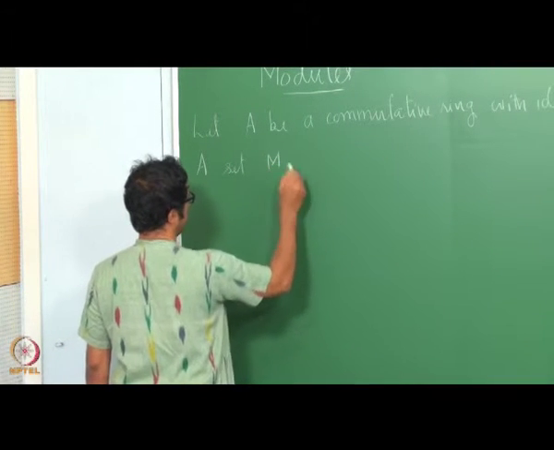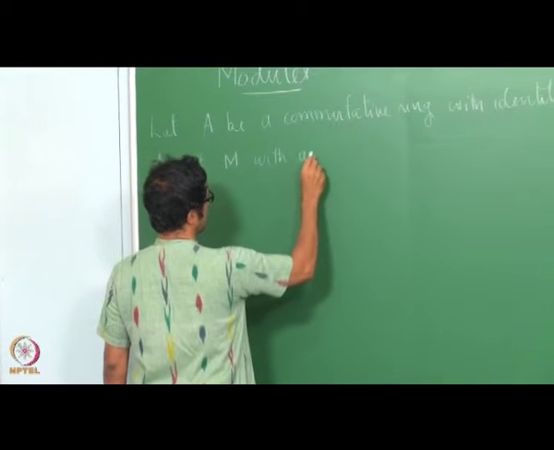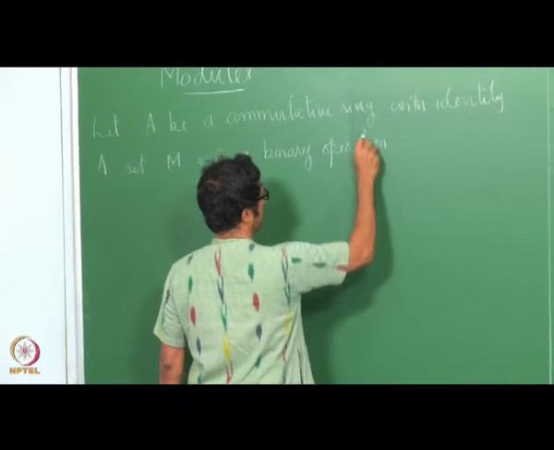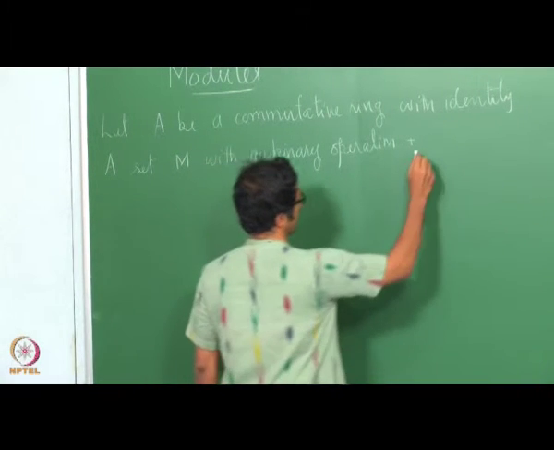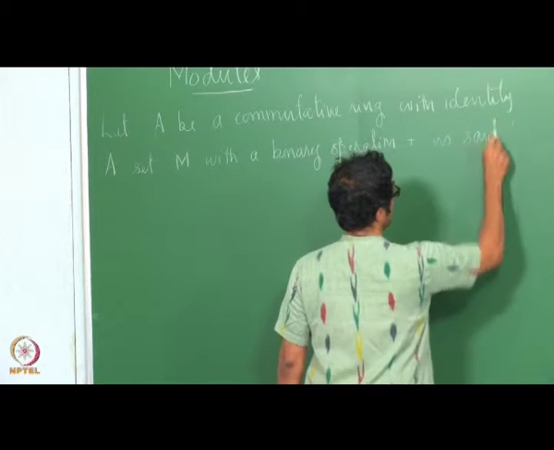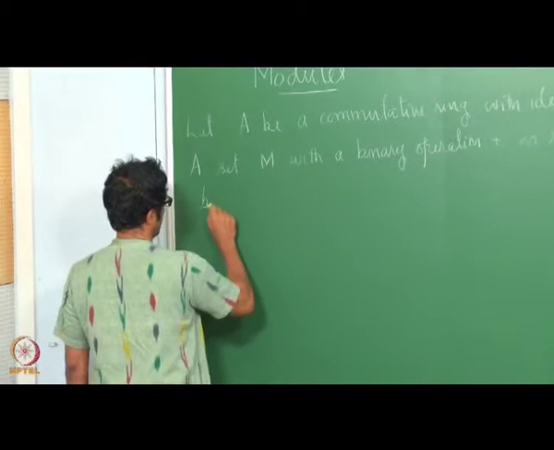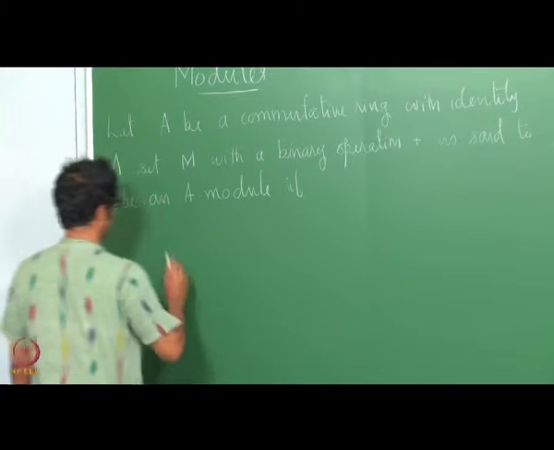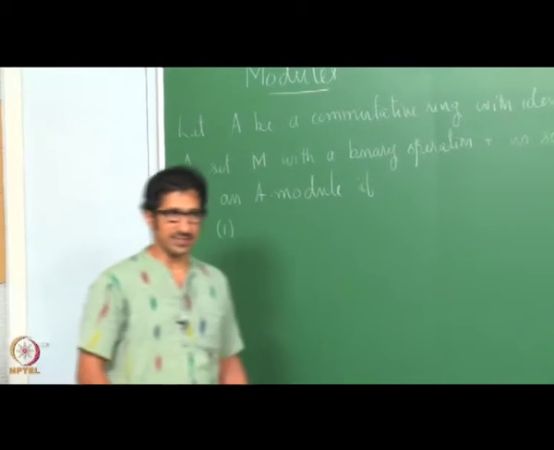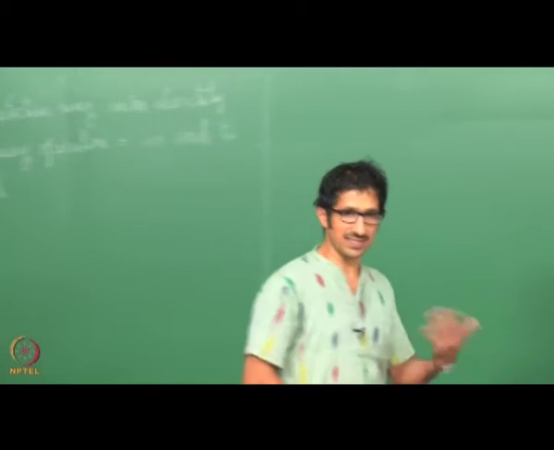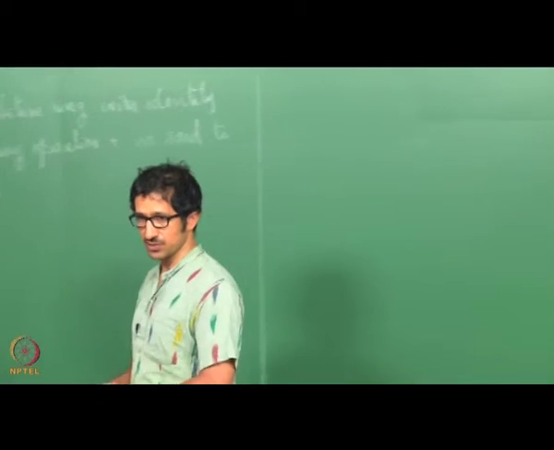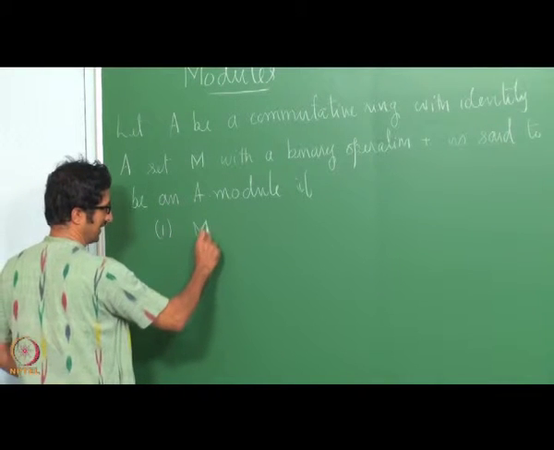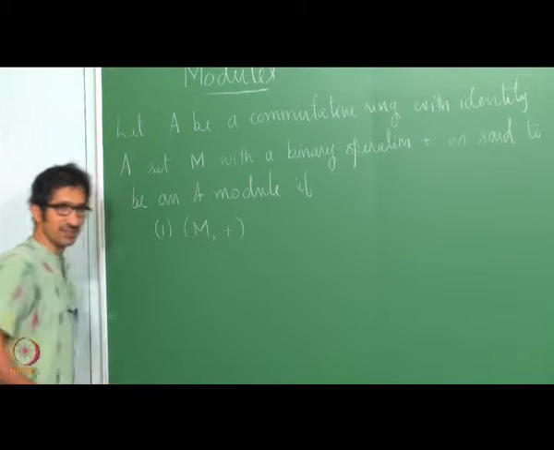A set M with a binary operation is said to be a module if, what should be the conditions? I said it is a generalization of vector spaces into the case of modules. So, what should be the conditions? The first is the intrinsic property that this should be an abelian group.